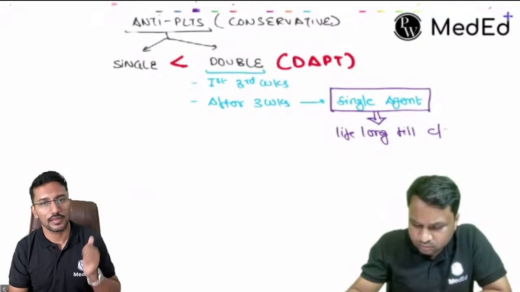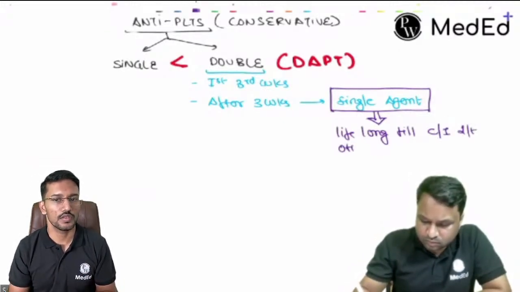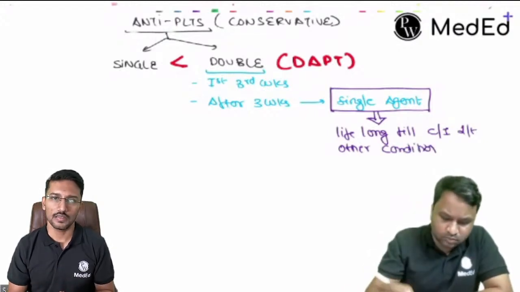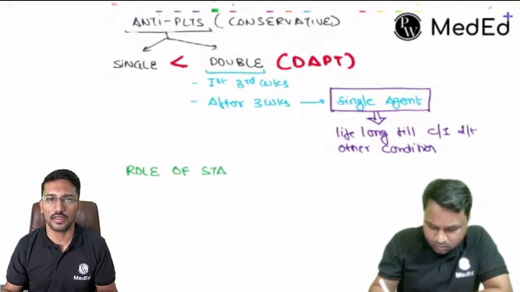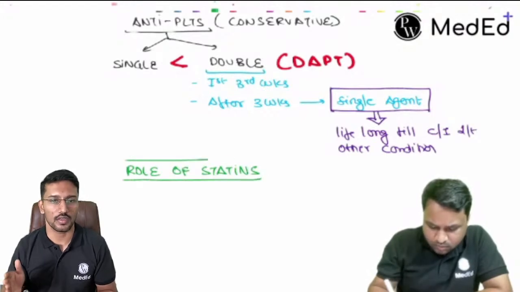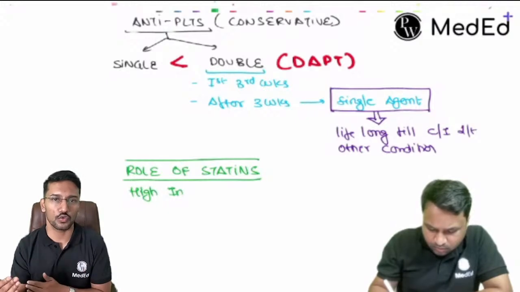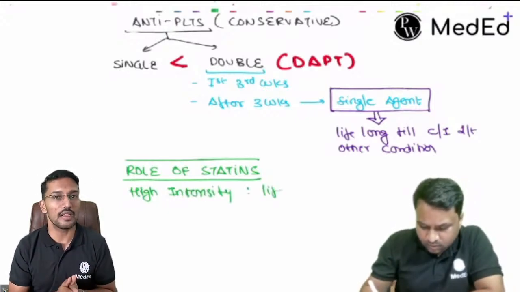Okay. Then the next question, what is the role of statins? The role of statins is that it is recommended we use high intensity statin lifelong, unless there is a contraindication. Statins reduce the risk of a secondary event, one more stroke from happening. Statins reduce it. So it is recommended, but high intensity statin.